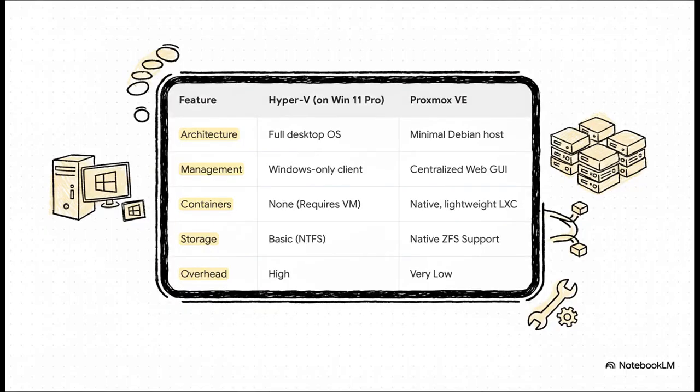Okay, let's look at how that actually plays out in the real world. For management, with Hyper-V, you're using a Windows app. With Proxmox, you get this slick web interface you can pull up on any browser on any device. Resource-wise, Hyper-V has to run a whole Windows desktop, so its overhead is pretty high. Proxmox barely uses any resources at all. But look, the real difference, the one that matters most, is right there in the containers row.